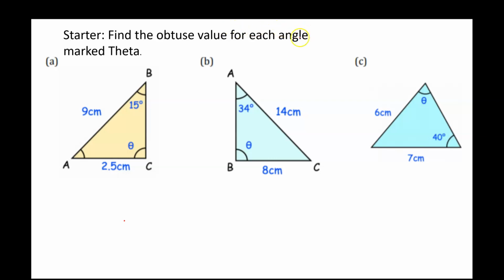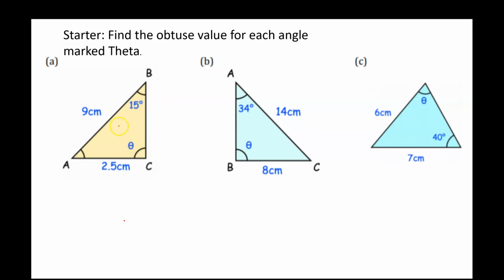Find the obtuse value for each of the angles, marked theta. Okay, so we need the sine rule, but I want the obtuse angle, so not necessarily the principal value. So bring in the work you did last week. If you pause that, have a go. I'll go over the answers very soon.